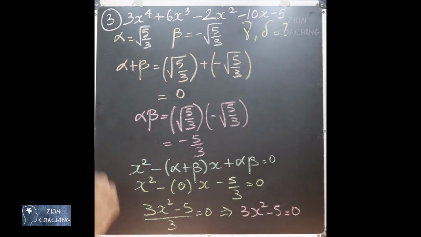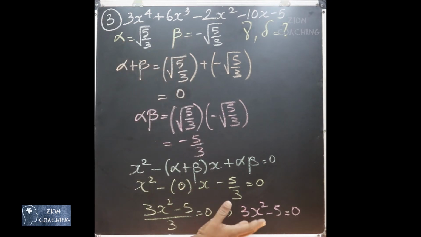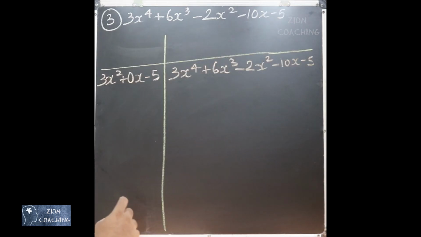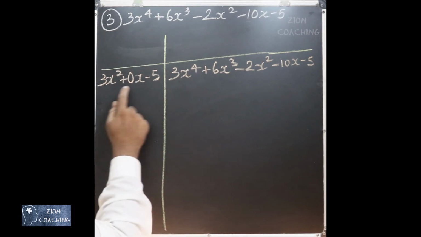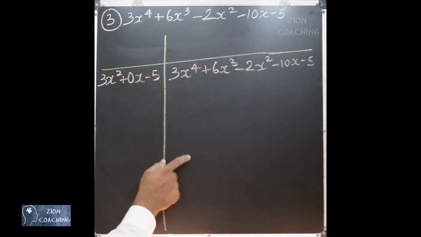You know that a biquadratic polynomial can be split into two quadratic polynomials. So using these two zeros, I have found that one quadratic polynomial. If we can find the other quadratic polynomial and factorize it, then we can find the other two zeros. So to find the other quadratic polynomial, we are going to divide the biquadratic polynomial by this quadratic polynomial. We are going to divide the given biquadratic polynomial by the quadratic polynomial we just found.